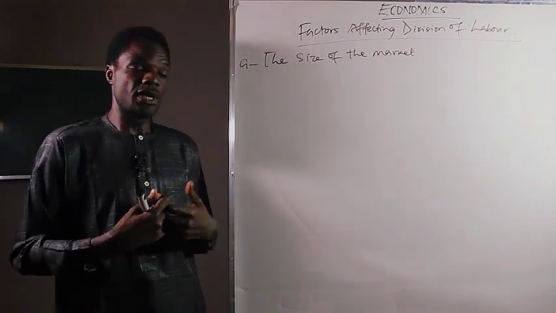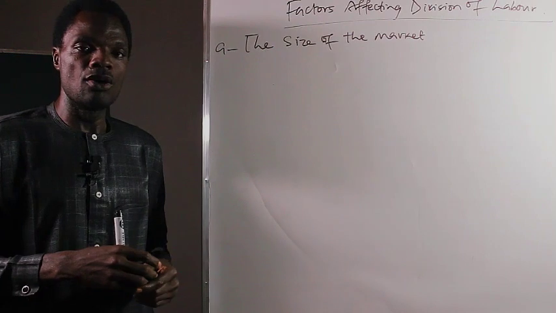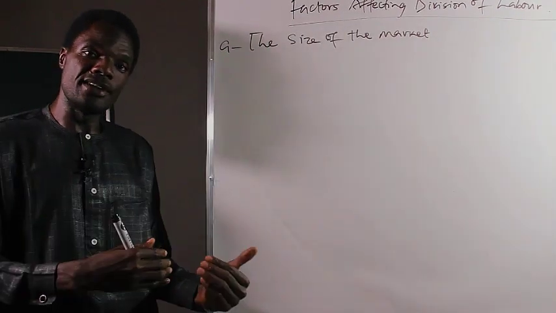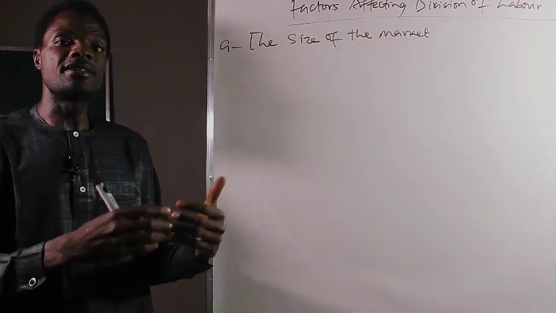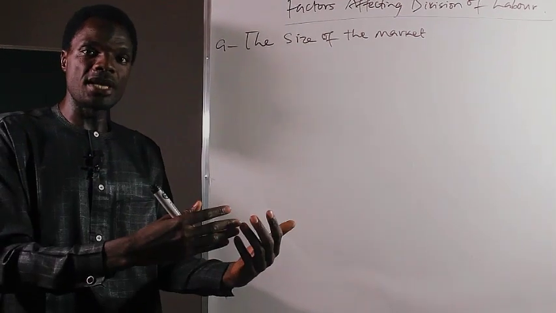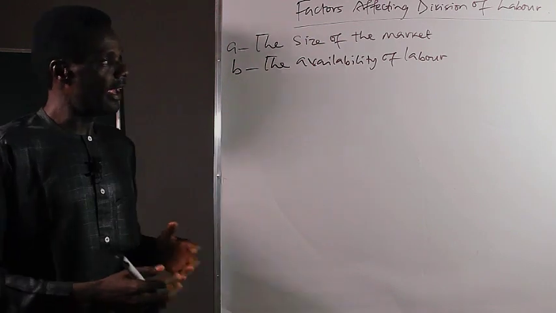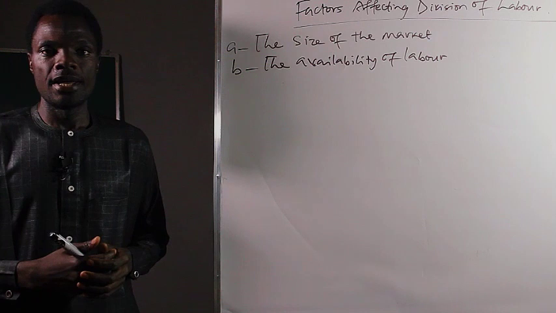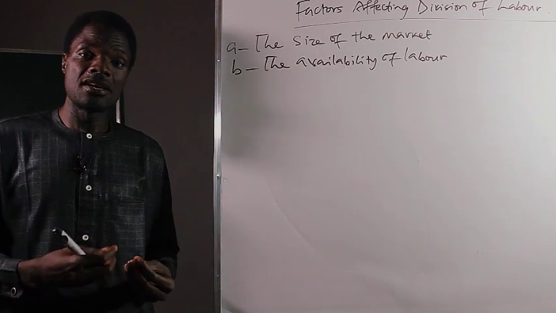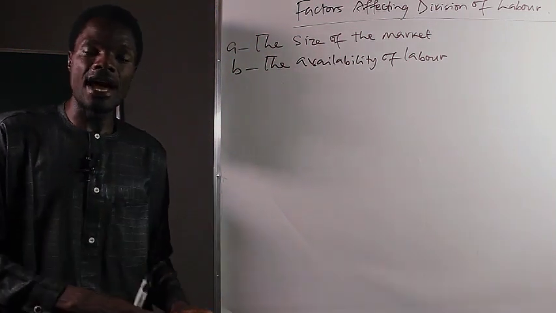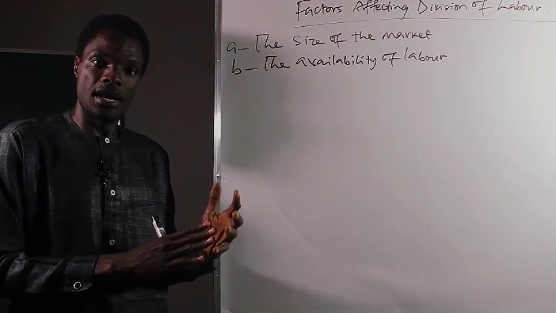But if otherwise the goods are less demanded in the market, then the application of division of labor will be a waste of resources, because the production will be very massive, but when it is taken to the market, instead of making profit, it will make loss. The second factor affecting this principle is the availability of labor. No matter how a firm wants to use this principle, as long as there are few individuals ready and willing to work for the firm, the application of this principle will not be a reality.